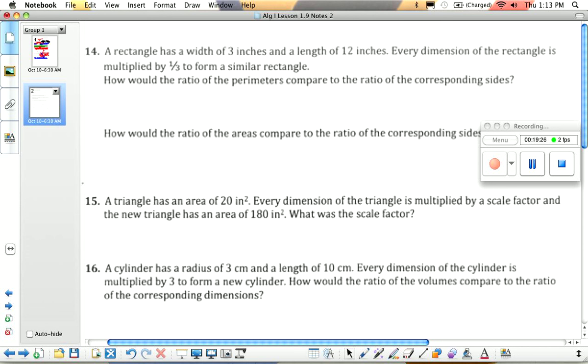Okay, what's the scale factor in this problem? 1/3. Here's our scale factor right here. Multiplied by 1/3. So the ratio of the perimeters is going to be what? The same as that, isn't it? Yeah. So the ratio of the perimeters.